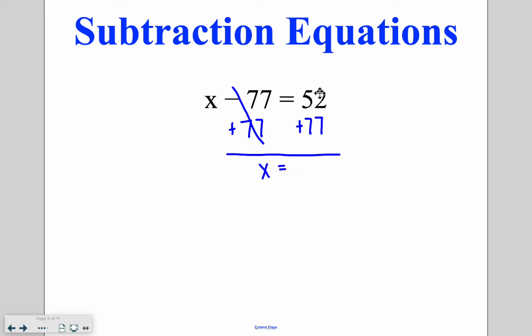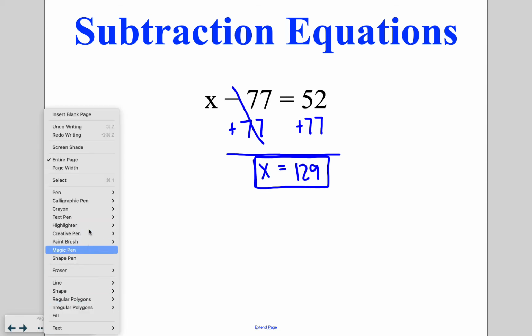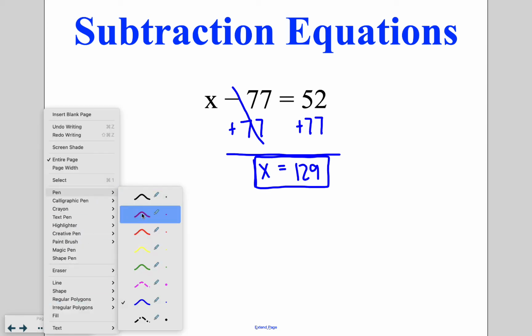And then on my right side, I've got 52 plus 77, which is going to give me 129. Again, you could plug 129 back into the x spot and check by doing 129 minus 77, which does in fact give you 52.